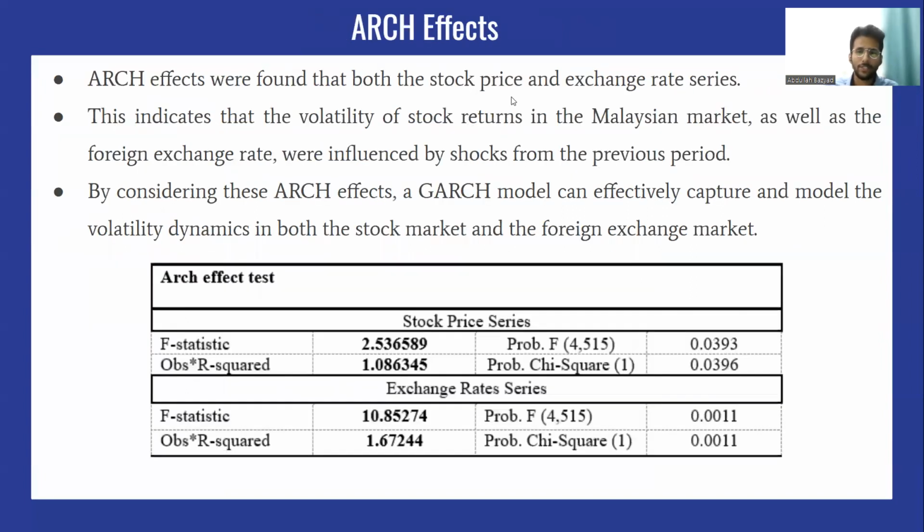After that, we tested the presence of ARCH effects, and found that there are ARCH effects in both stock price and exchange rates series. That indicates that the volatility of stock returns in the Malaysian market, as well as the foreign exchange rates, were influenced by shocks from the previous period. And we considered that ARCH effects do exist. The GARCH model can be used effectively to capture the volatility dynamics in both the stock market and foreign exchange markets. And here we can see the probability in the stock series is 0.03, and for the exchange rates is 0.0011.